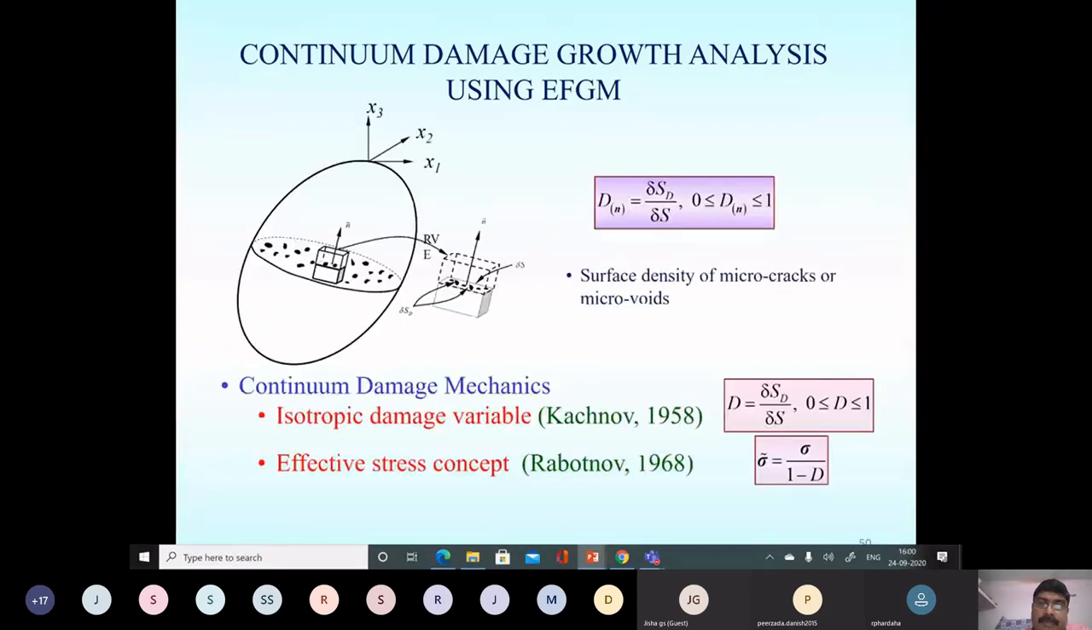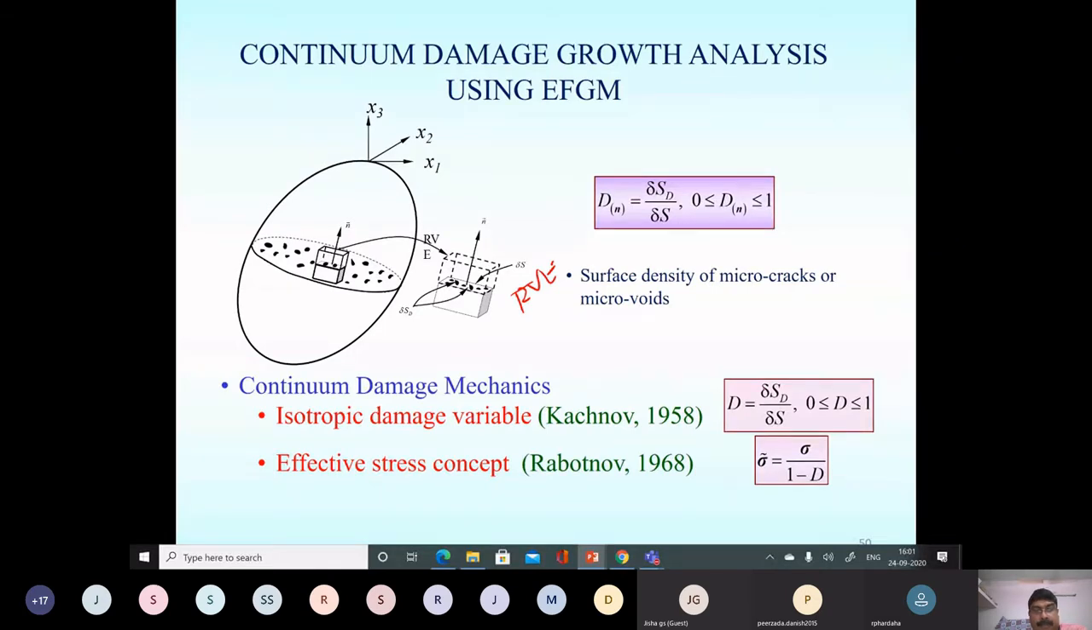Damage is a very simple parameter which is defined as the area of voids to the total area of that surface if you take a representative volume element. So there are different damage parameters. This is called the damage parameter. This is what Kachanov has defined.